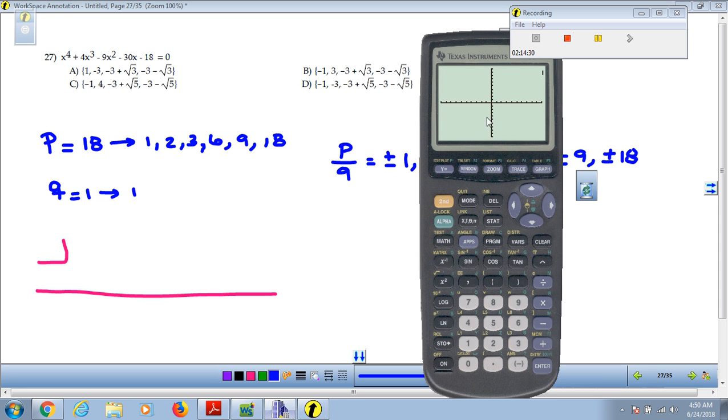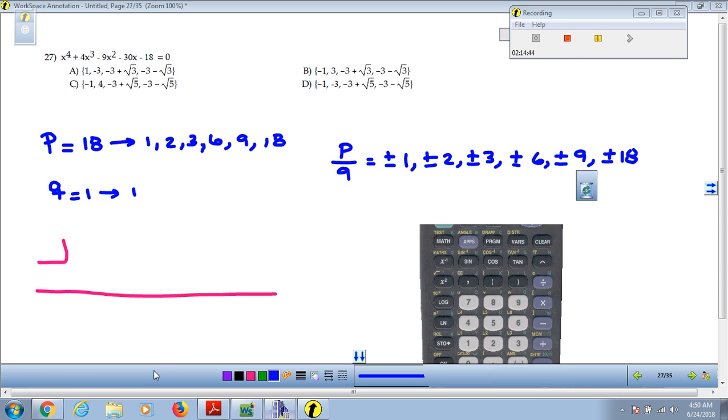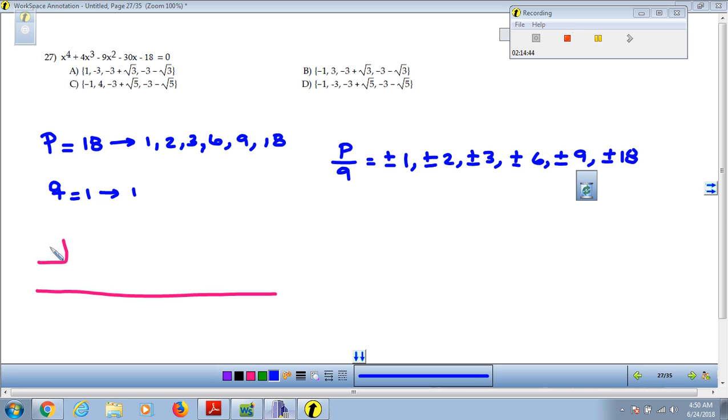Okay, one of the x-intercepts, there's several. One that I see here, I think it's -1. If that is the case, yes, -1 has a 0 on the y column. So then I'm going to use that one, -1, with the coefficients 1, 4, -9, -30, and -18.